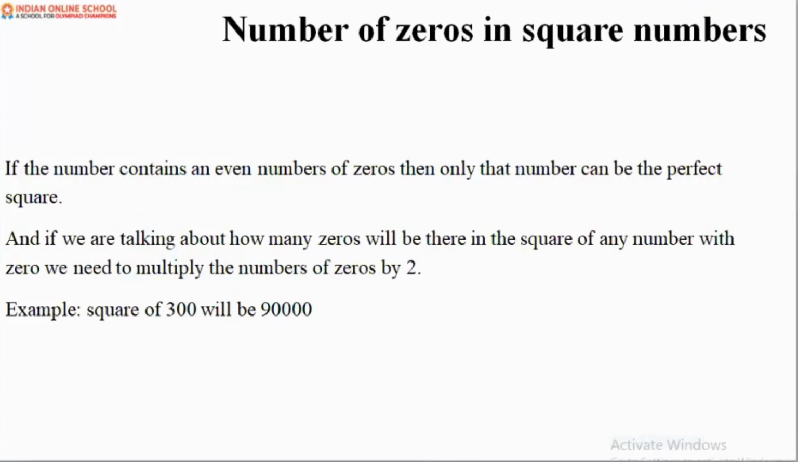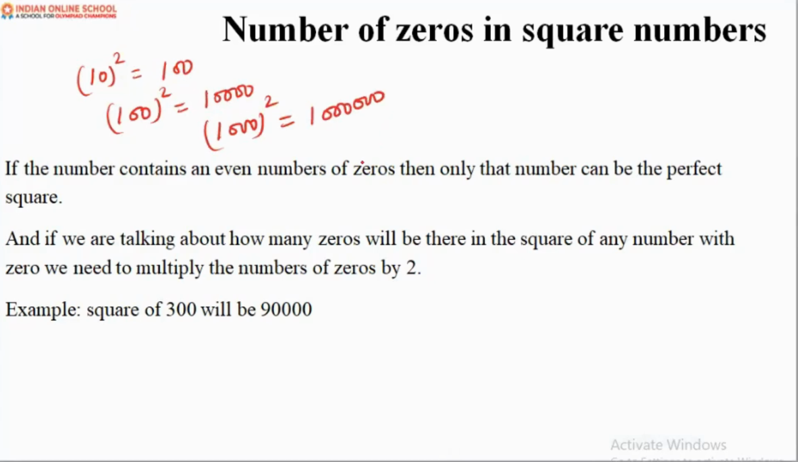Okay, so I told you I will tell you about the number of zeros as well. So there is also one pattern. See, if you are supposed to find the square of 10, that would be 100. Very nice. If you are supposed to find the square of 100, then it would be 10,000, which means a 1 with 4 zeros. Correct? Now, if you are supposed to find the square of 1,000, then it would be 1 with 6 zeros. Correct? Now, can you see one pattern over here?